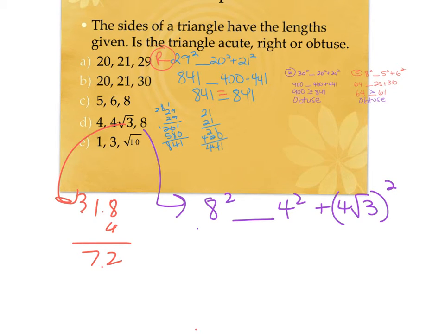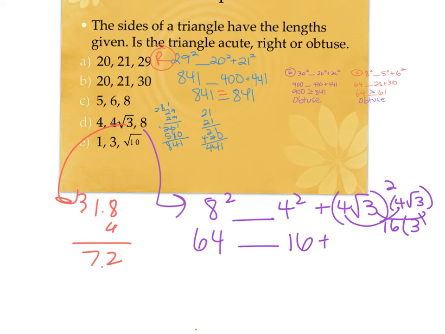So when I square 8, I get 64. What's the square of 4? 16. And then this is 4 root 3 times 4 root 3, or 4 times 4, which is 16, times root 3 times root 3, which is 3. So this becomes 48. So this is the way to check to make sure that you put it in the right order. Once you've squared it, the largest number should be on the left, which it is. So 64 has what relationship to 64? They're equal, which makes this a right triangle.